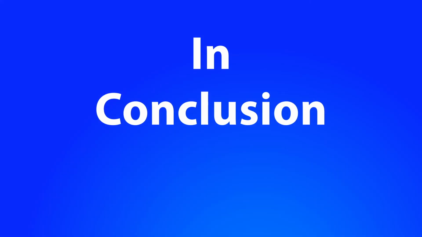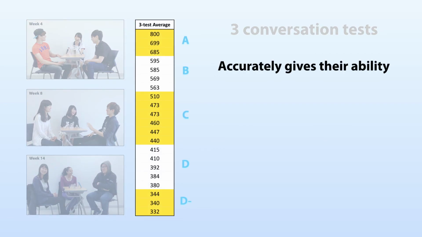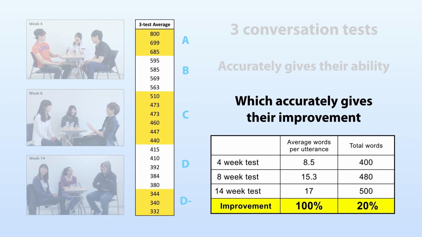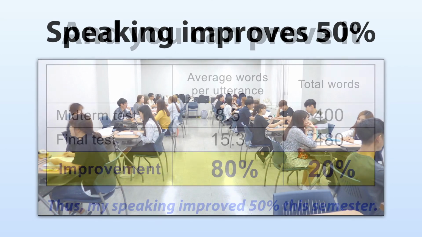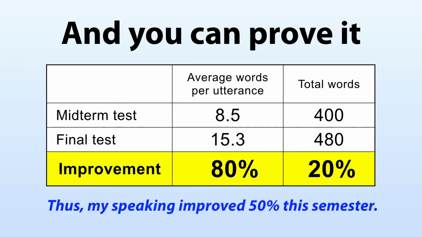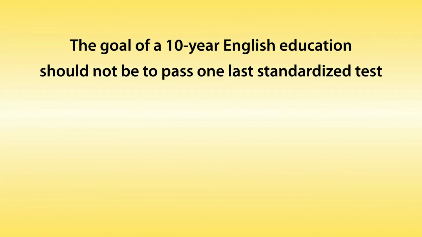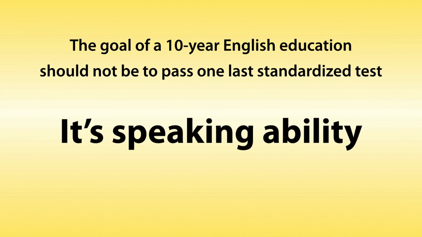In conclusion, 3 conversation tests accurately gives their ability, which accurately gives their improvement. Speaking improves 50%, and you can prove it. The goal of a 10-year English education should not be to pass one last standardized test. It's speaking ability. And this test gives it.